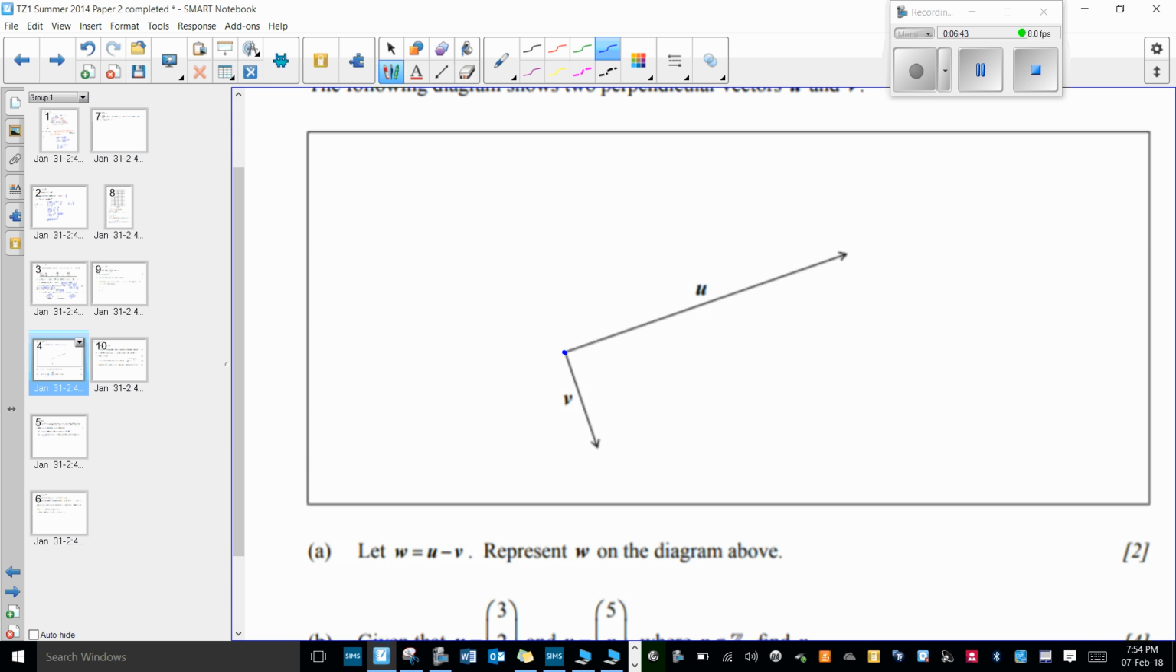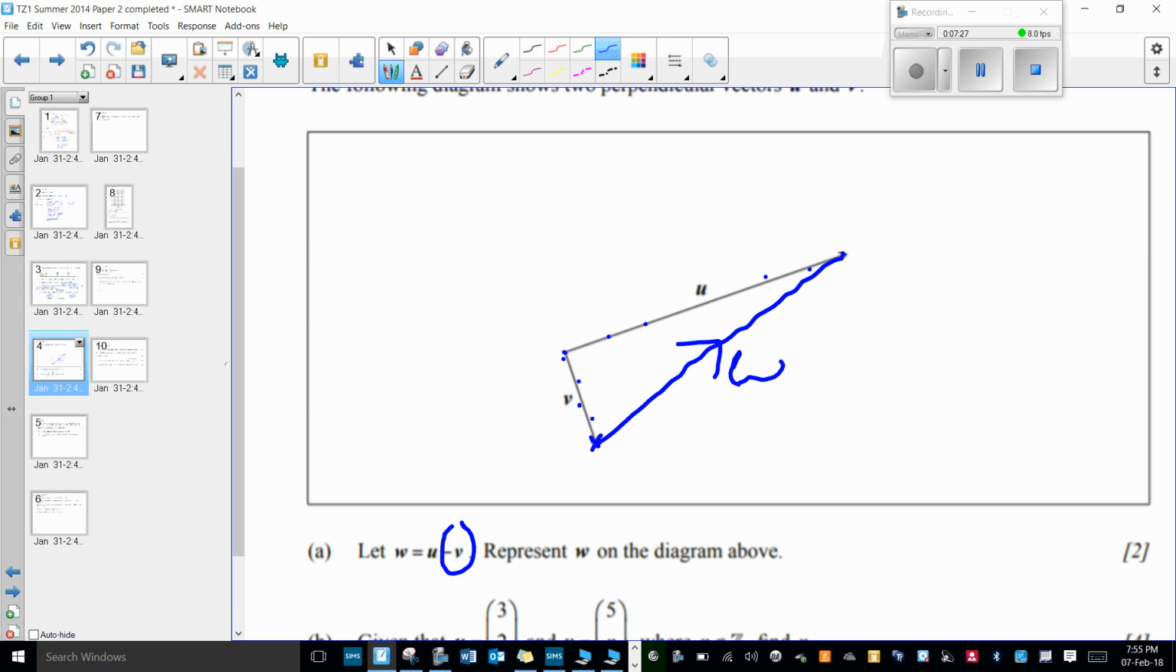along u positively. So that would be going along here. And minus v would be going the opposite direction of, okay, let me start that again. So u minus v, so we're going the opposite direction of v. So if we start here, that would be going this way. And the positive direction of u would be going that way. So in other words, going in that direction would be w. Right, that's one way of doing it.